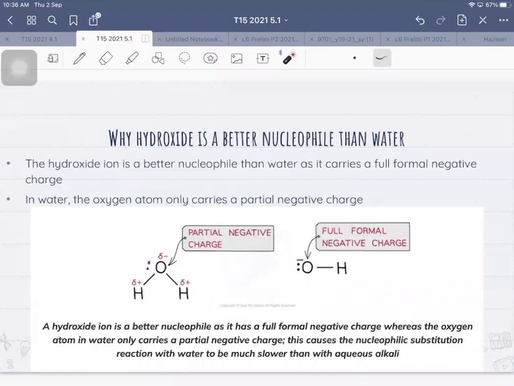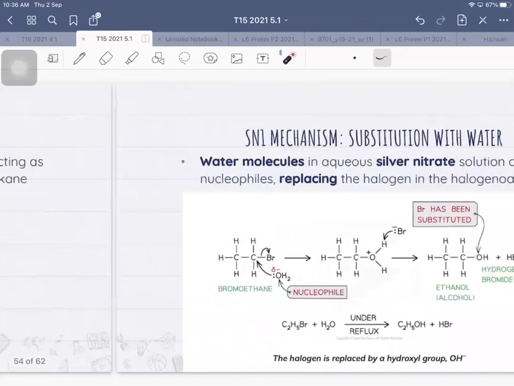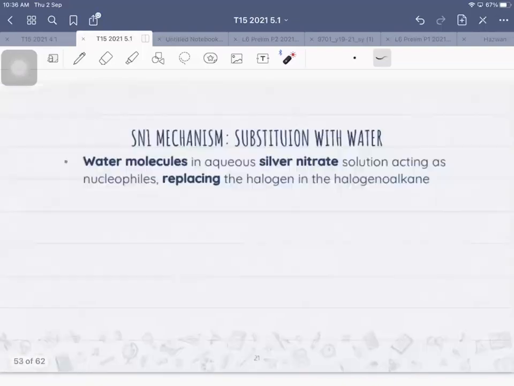Right, in the next slide, I will show you the mechanism for the reaction of halogenoalkanes with water, both SN1 and SN2. Okay, so the water molecules is actually coming from the aqueous silver nitrate, where it will replace the halogen just like how your other nucleophiles replace the halogens in halogenoalkane.